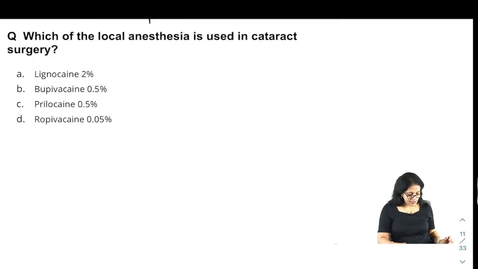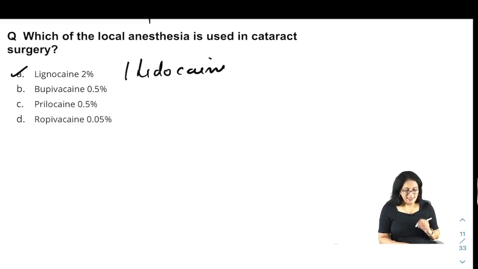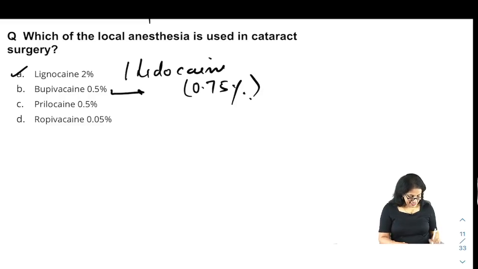Which local anesthesia is used in cataract surgery? So which local anesthesia is used? Which one are you going to answer? Of course, it is lignocaine. Lignocaine or lidocaine, or xylocaine, it's all the same. Bupivacaine helps to sustain that effect, and generally 0.75% is given. And we all know proparacaine can be given for topical anesthesia.